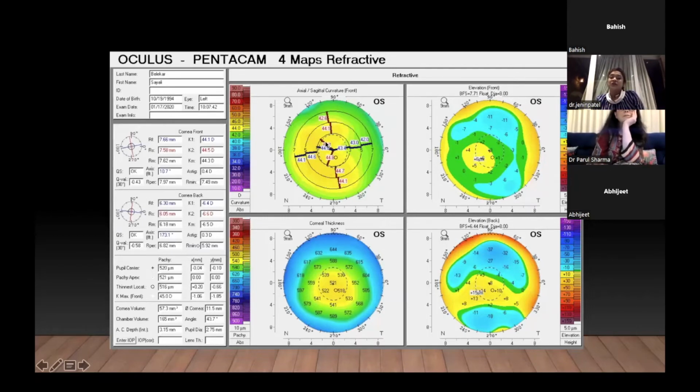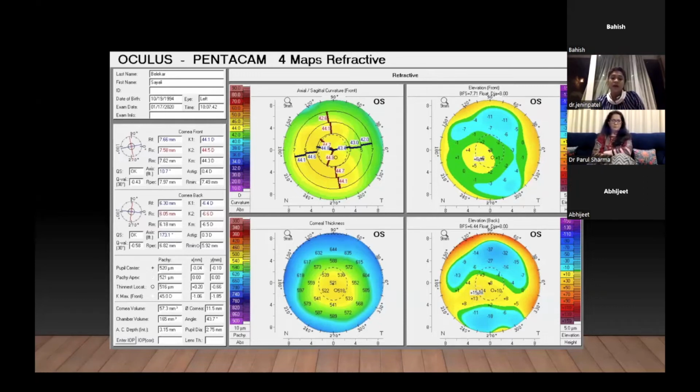Coming to the sagittal curvature map, in your central 3 millimeter, you know that, okay, this is not exactly 90 degrees to one another. When you're looking at your pachymetry map, more or less it is giving you okay. Your anterior elevation map is also giving you okay, with none of your values in the zone you are worried about. When you look at your posterior elevation, you have a 15 here, which is just something to be cautious about.